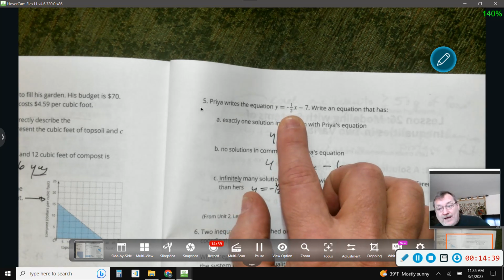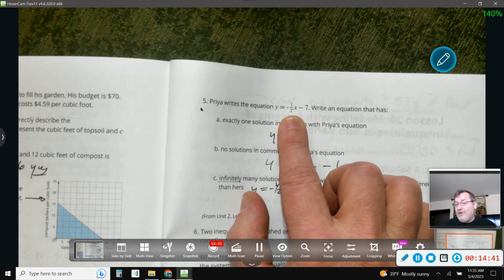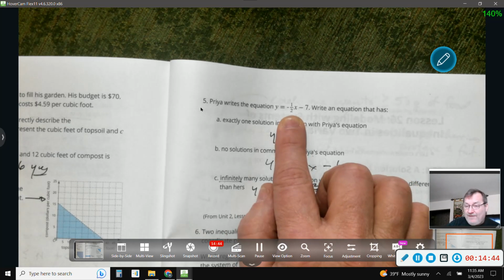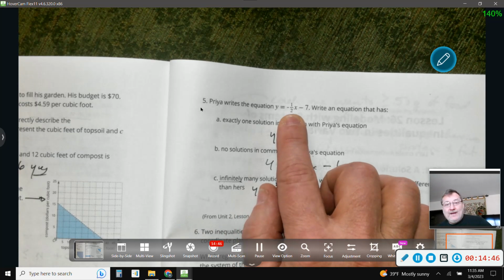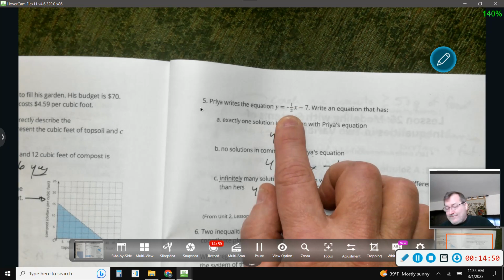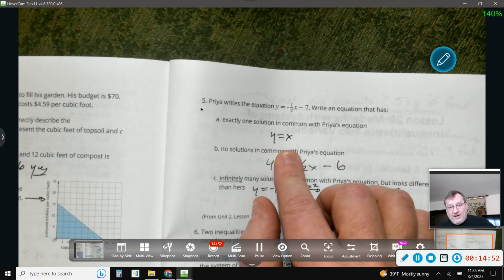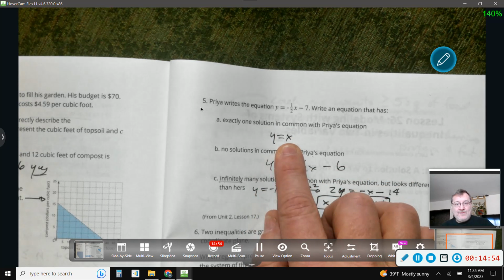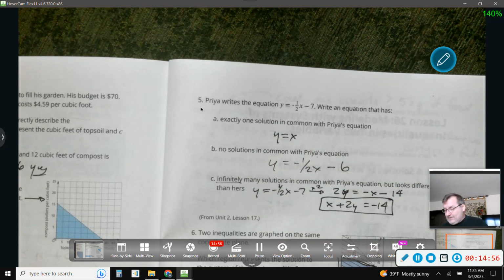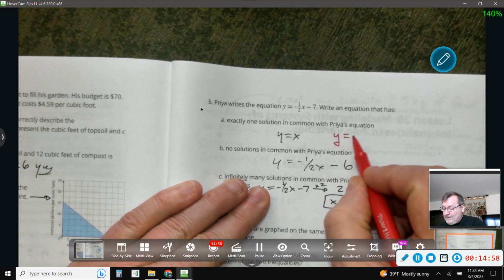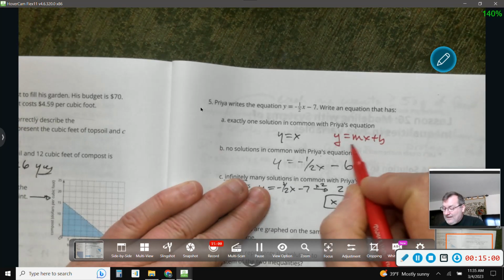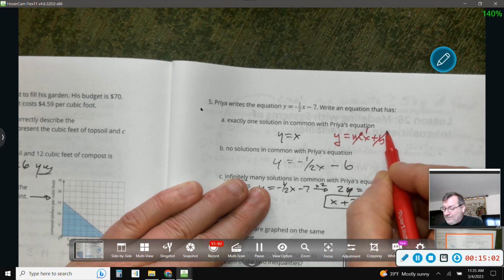It could be +1/2. It could be 1. It could be -1. It could be 8. It could be 16. It could be -54. I don't care. As long as it's not that same slope, you'll get one solution. So I made it simple. All right. I said y equals x, which is really just y equals mx plus b, and the m is 1 and the b is 0.